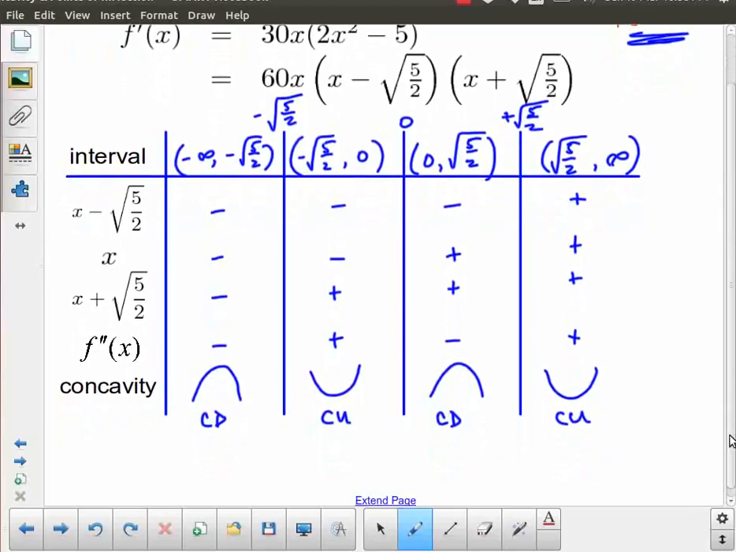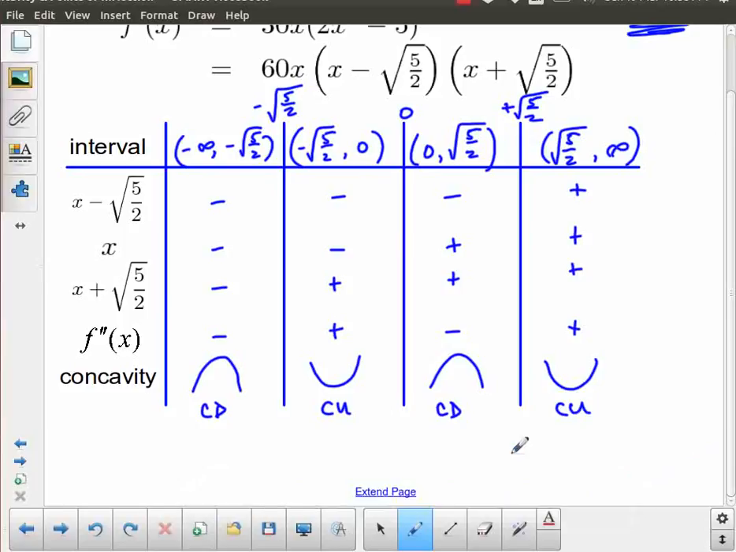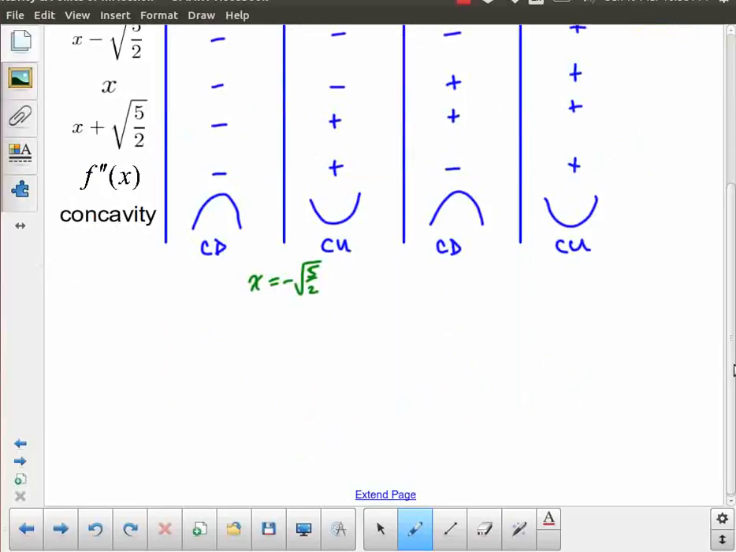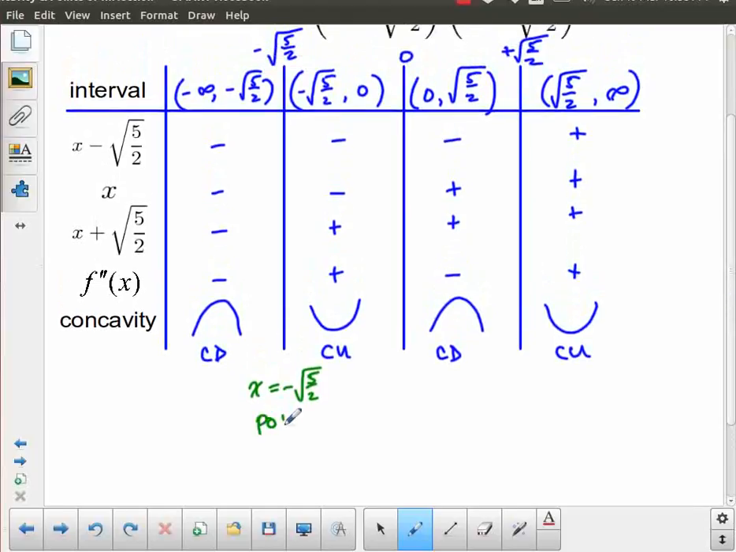And so now, when it comes to classifying, what classifications does this help me do? It tells me that at x equals negative root 5 over 2, I have a point of inflection because I'm going from concave down to concave up, so it's going to look something like this. Here at 0, I'm going from concave up to concave down. It's going to look like that, so I have a point of inflection. And here at x equals root 5 over 2, I have a point of inflection, and now I've got concave down to concave up. So I've got those features, and I have the features from before.